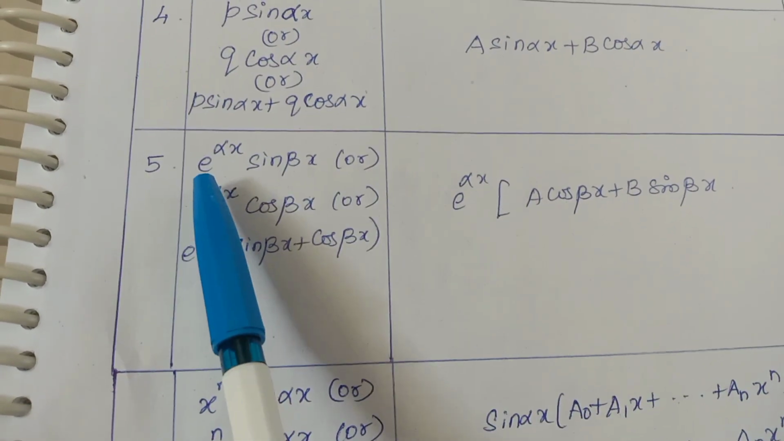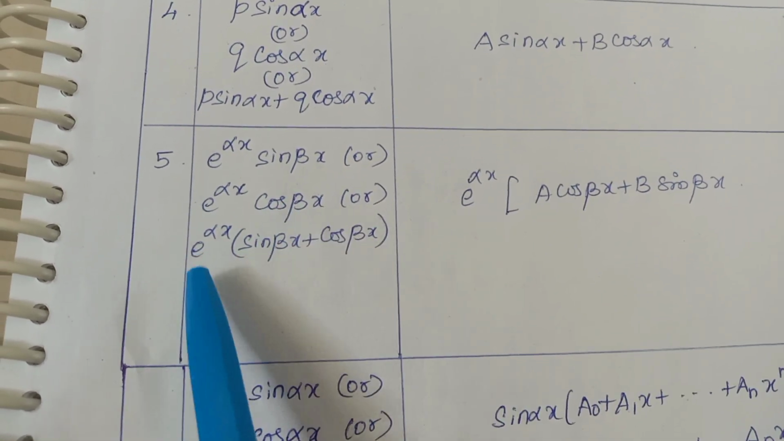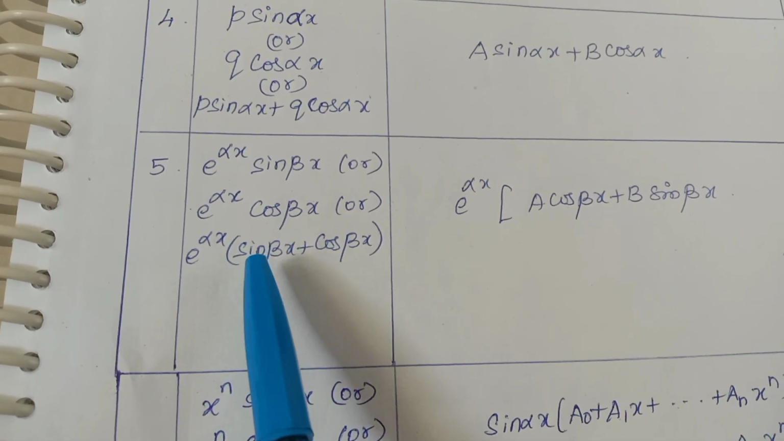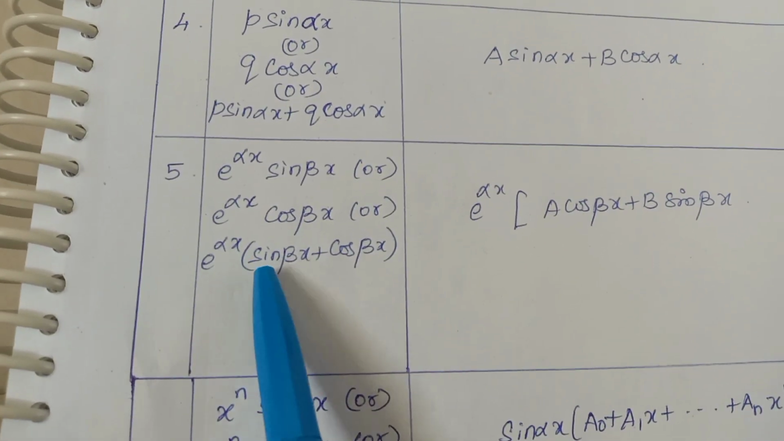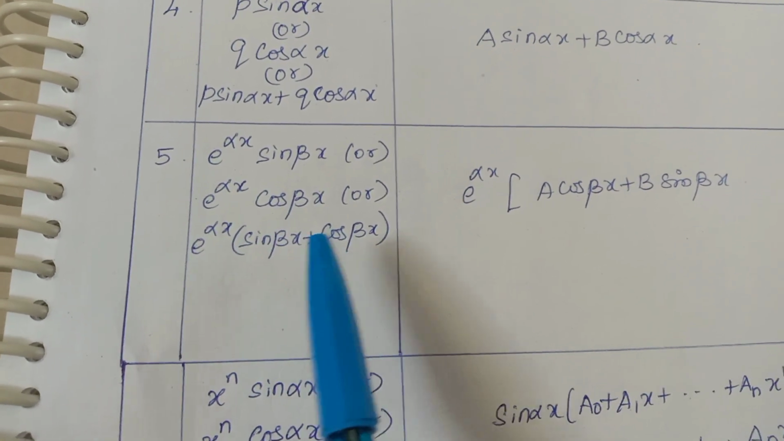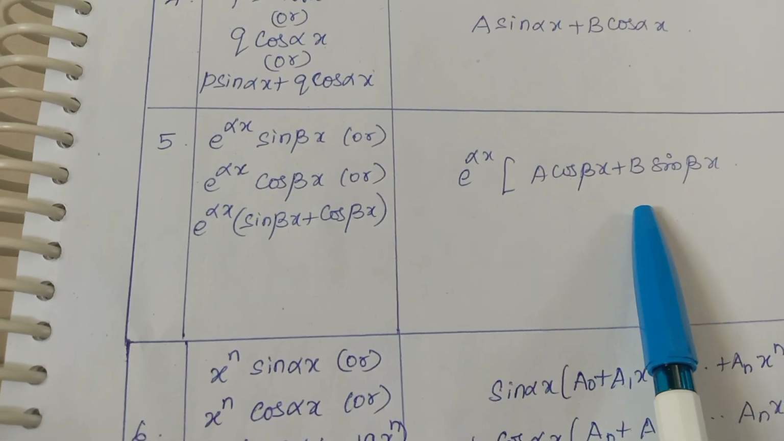Okay, either e power alpha x sin beta x, e power alpha x cos beta x, or this may be any linear combination. Need not be simply sin beta plus cos beta. Any number may appear here. So any linear combination of sine and cosine function. In that case, e power alpha x into a cos beta x plus b sin beta x.